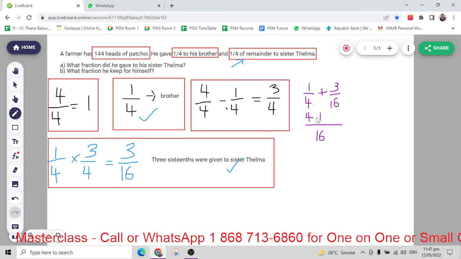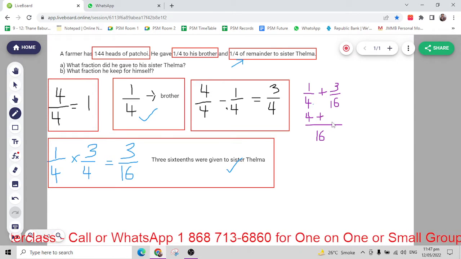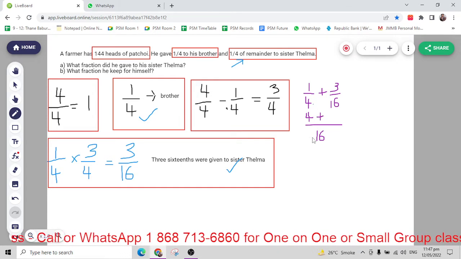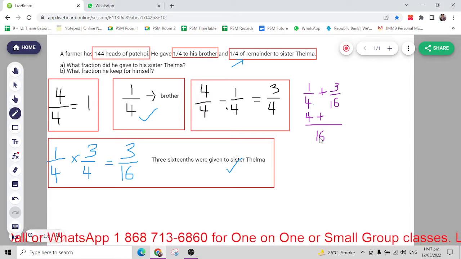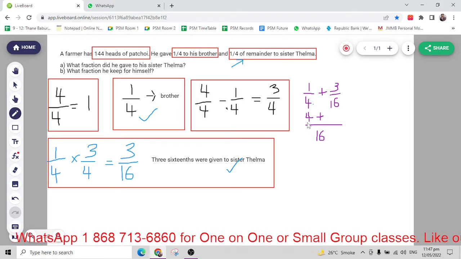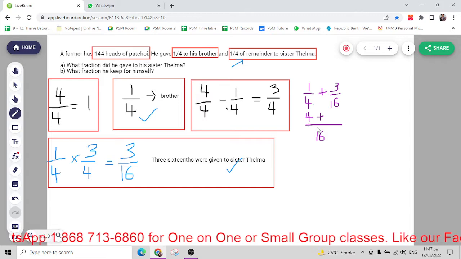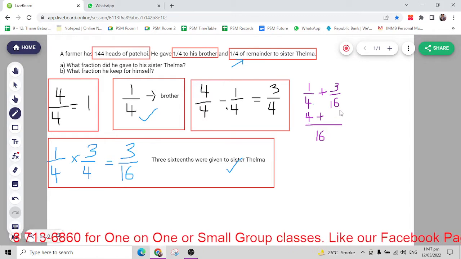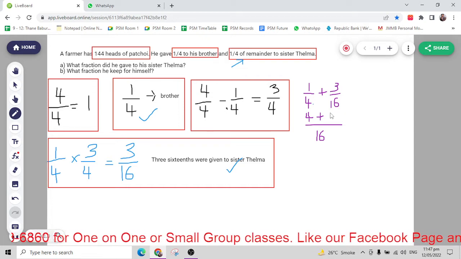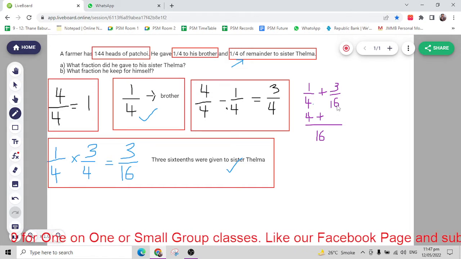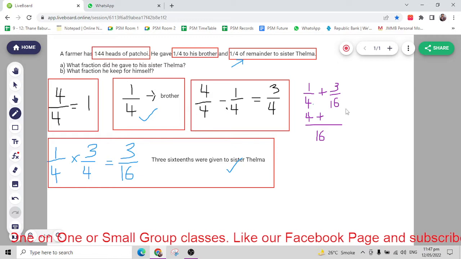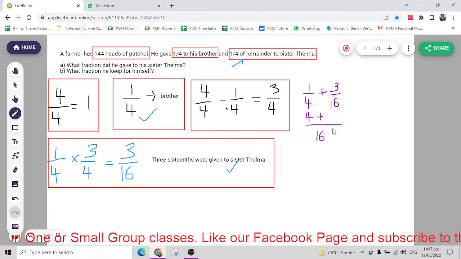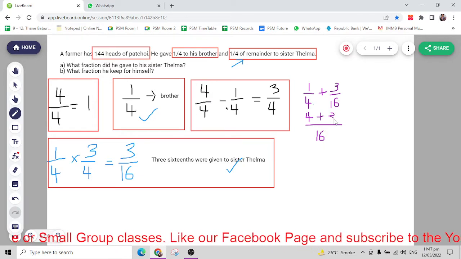I'll say that again. All this is recorded, but I'll say it again. 4 goes into 16 4 times, and 4 multiplied by 1 is 4. Then we have 16 into 16 is 1, and 1 times 3 is 3. Or we can say, since 3/16 is here, and we have a 16 denominator here, it's going to be the same 3/16.